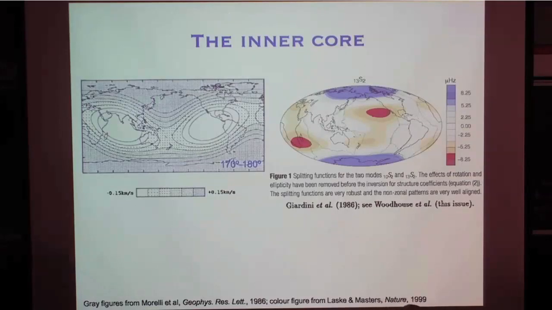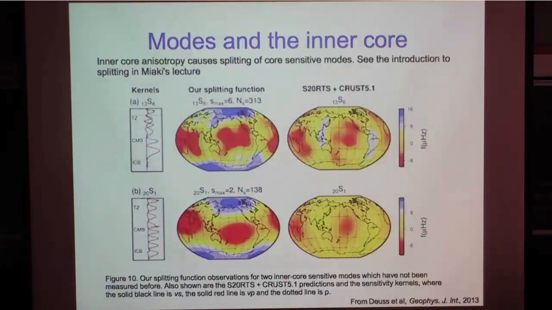The details of that actually fall out quite nicely in the mathematics, and we're totally not going to push into any of that today. But if we look at splitting functions for a number of modes which are sensitive to inner core structure, we see this stripy pattern throughout. So these are splitting functions from a paper full of splitting functions. These are two modes which are sensitive to inner core structure. We have sensitivity kernels for the modes here and here. These are the splitting functions that paper measured.